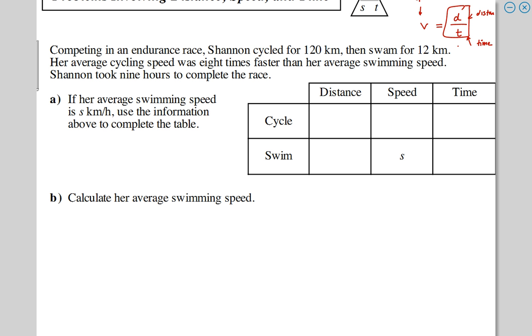Okay, so let's start with this first one. Let's read it carefully. That's the big thing here. You're going to have to highlight the important stuff. That's the most important thing. Crossing out what does not matter. So she cycles for 120 kilometers. I just like to put the letter of the variable next to it. And then she swims for another 12 kilometers. So we have two distances. Let's call them d1 and d2. You guys okay with that?